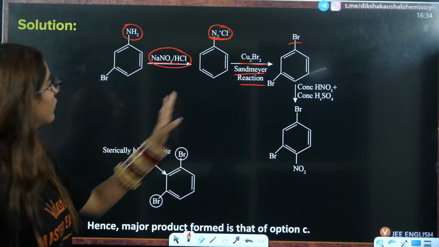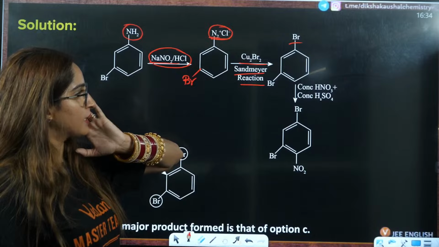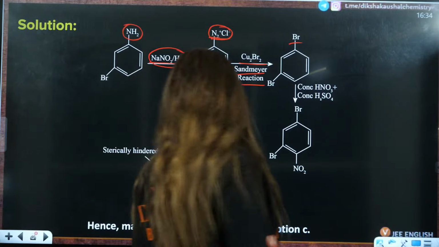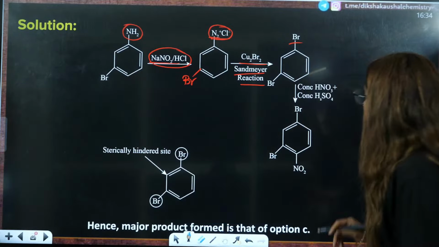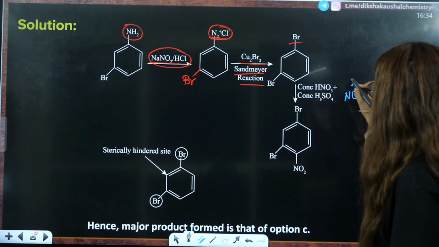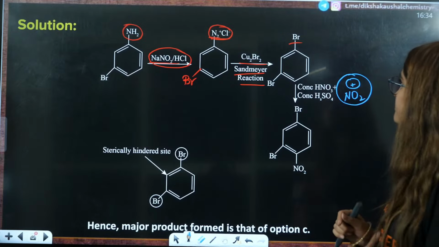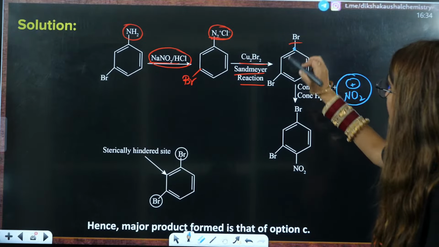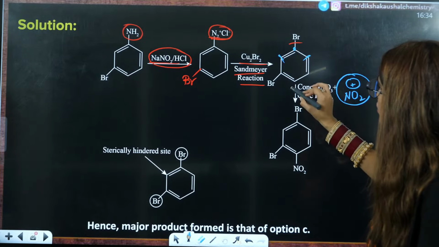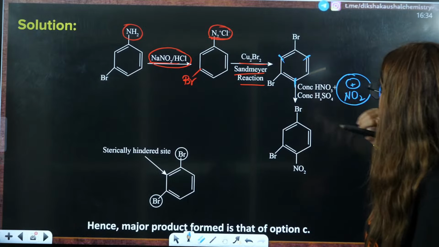Now here also it was Br, so you have two Br. Now you are adding concentrated HNO3. The question is, ma'am, where the NO2 positive electrophile should attack, on which position? Corresponding to this, this is ortho, this is ortho, this is para.